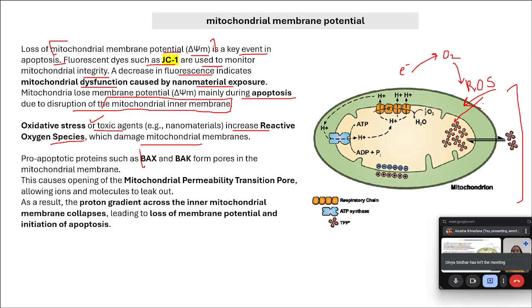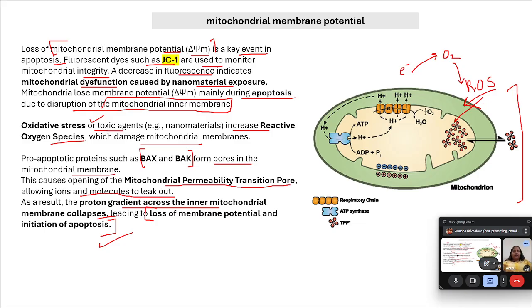Pro-apoptotic proteins such as BAX and BAK form pores in the mitochondrial membrane. This causes opening of the mitochondrial permeability transition pore, allowing ions and molecules to leak out. As a result, the proton gradient across the inner mitochondrial membrane collapses, leading to complete loss of membrane potential and initiation of apoptosis.